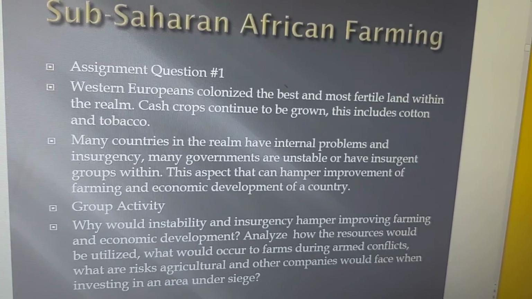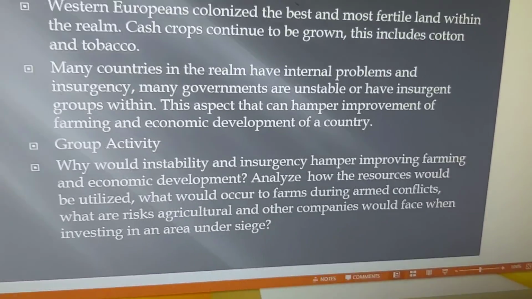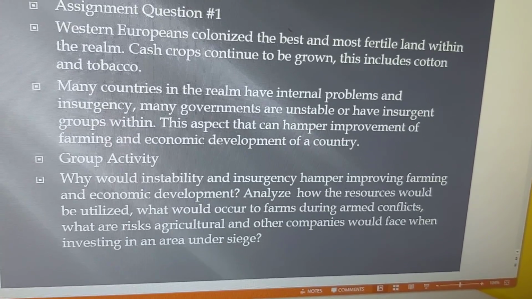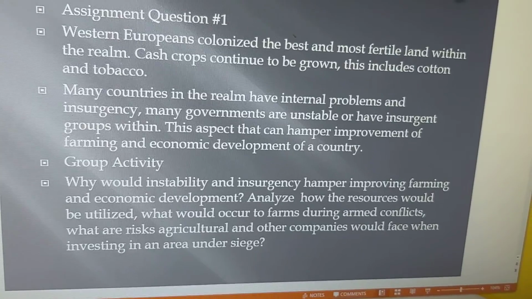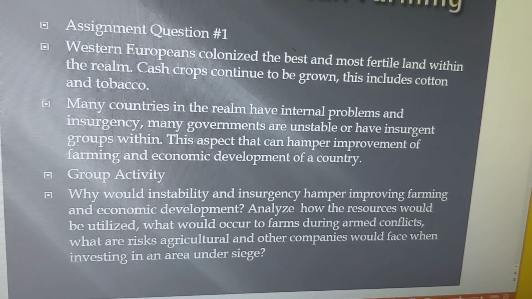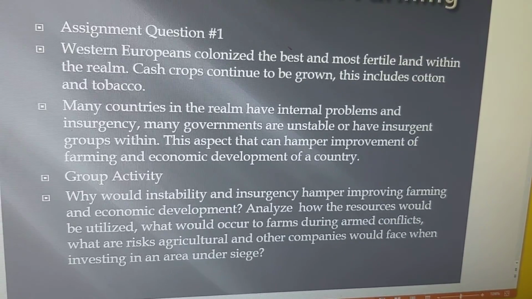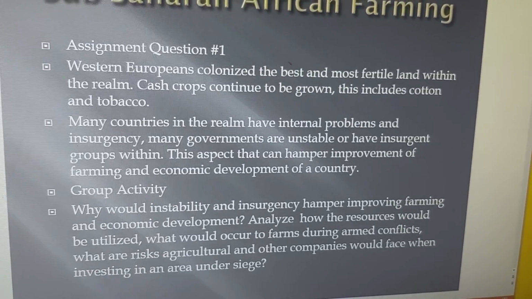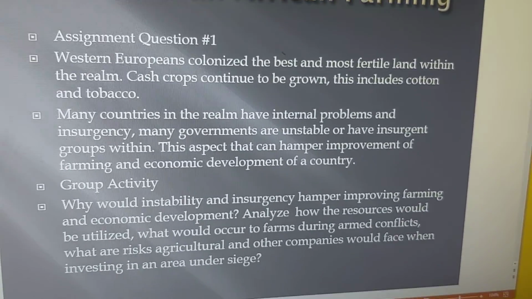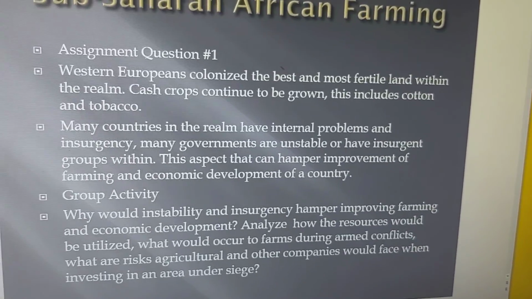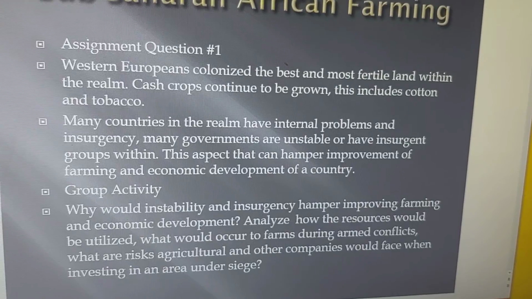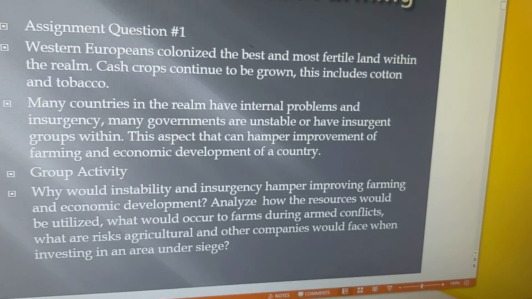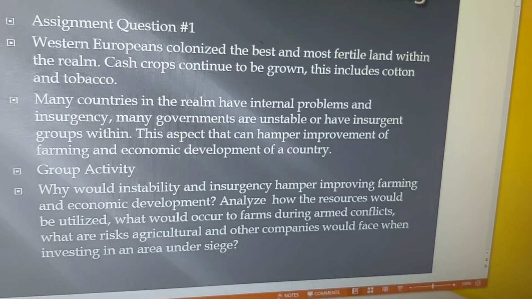Okay, so for question number one, I want you to come up with 3 factors as to why having internal problems and insurgency would hamper development and improving farming. Okay, here are some factors to think about. If you have an area that is unstable, why would people be hesitant to invest in it? Say like Bill Gates and even Jeff Bezos, why would they be hesitant to invest there to improve it economically? But also, what would happen to the farms too? If conflict arises, could this actually impact the farms? Could also impact the people there.